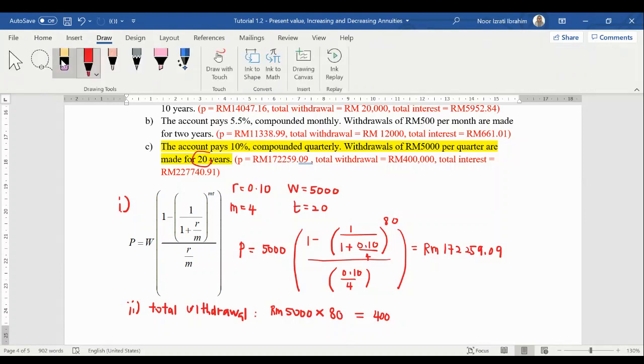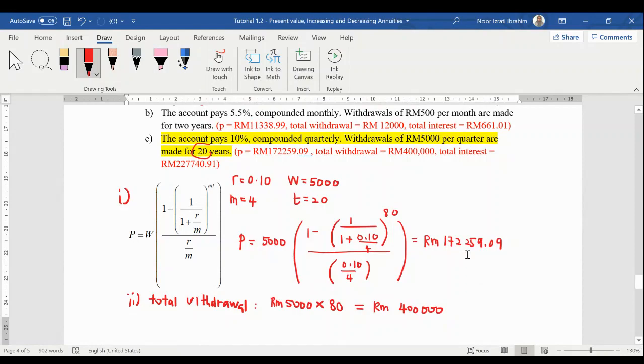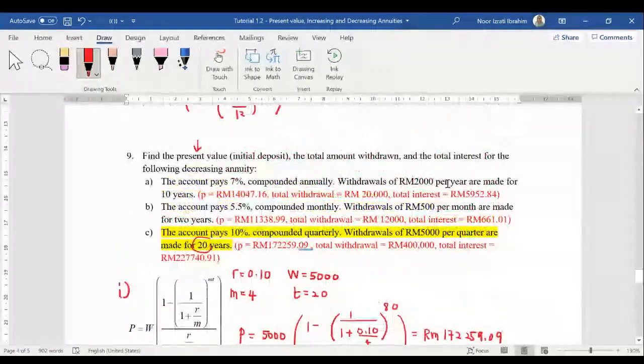I will put in the ringgit symbol here: 400,000. Okay, that is the total withdrawal.